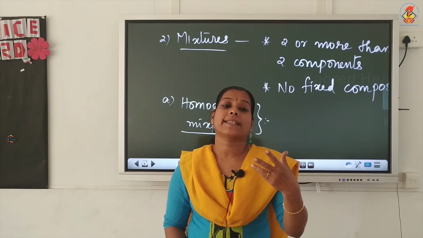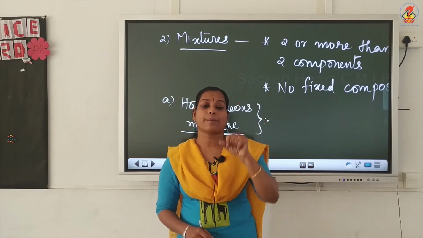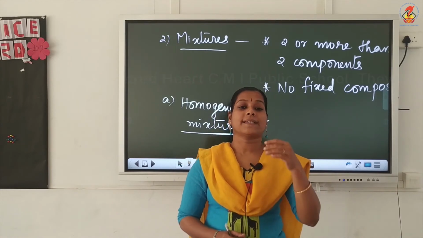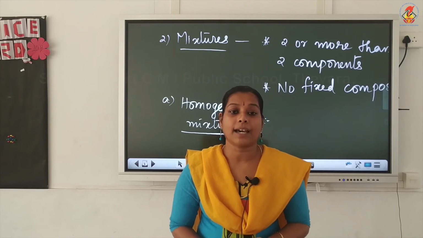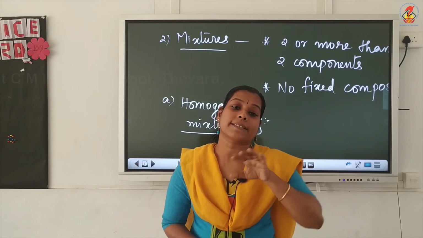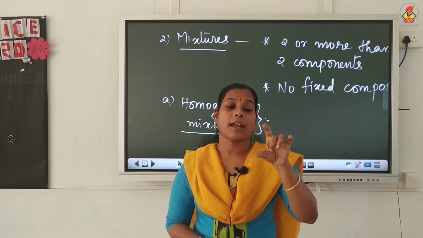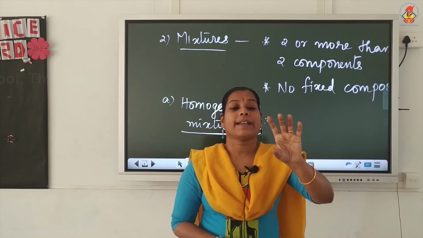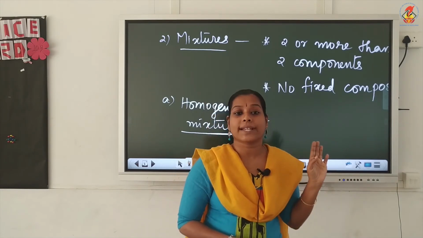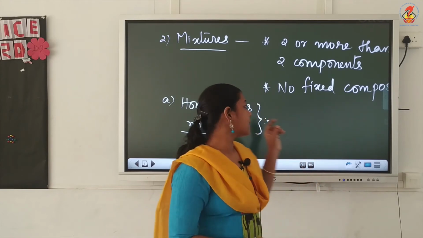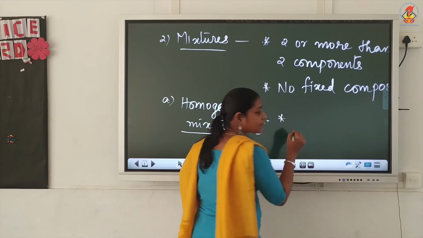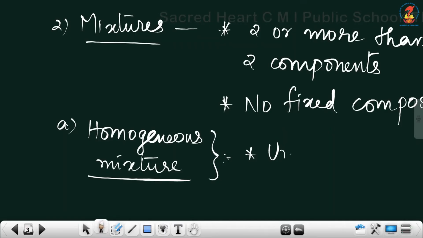And one more point: can you identify the salt layer separately and the water layer separately? No, we cannot identify any salt or water layer separately, because it is uniformly distributed. Once the salt is completely dissolved in the water, you cannot identify the salt layer separately. It is evenly distributed throughout the solution. So we can say that a homogeneous mixture means a mixture in which the components have a uniform composition.